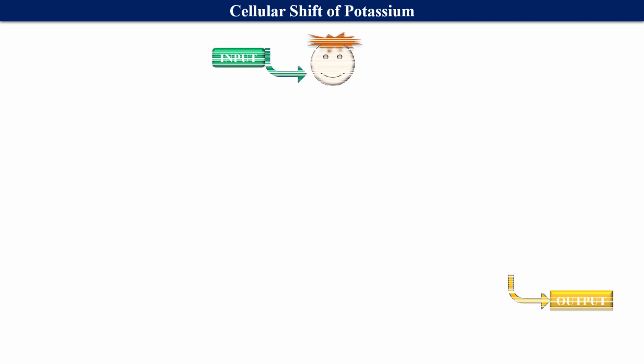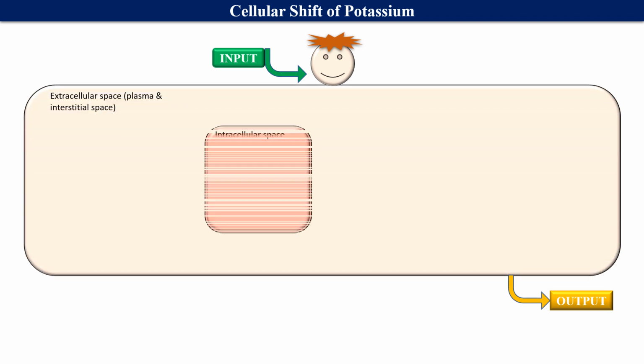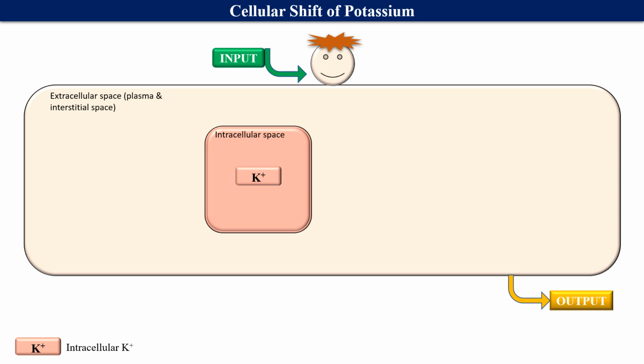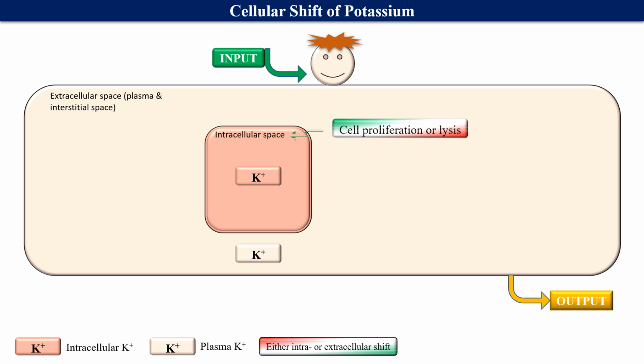In addition to input and output, there is intra and extracellular shift of potassium. Imagine a friend here with his extracellular and intracellular space, intracellular potassium, and extracellular potassium. We can have intracellular potassium uptake for cell proliferation or release into the extracellular space and plasma in case of cell death or lysis.